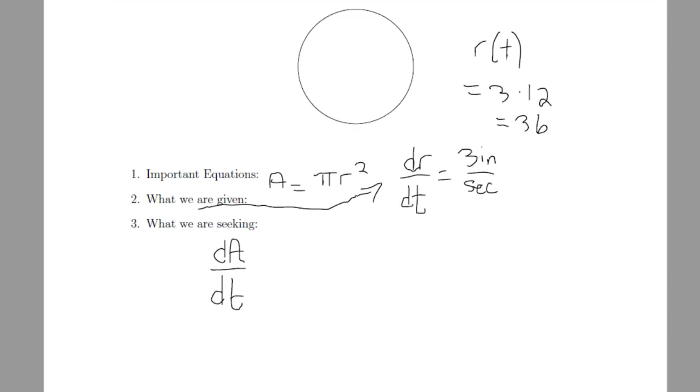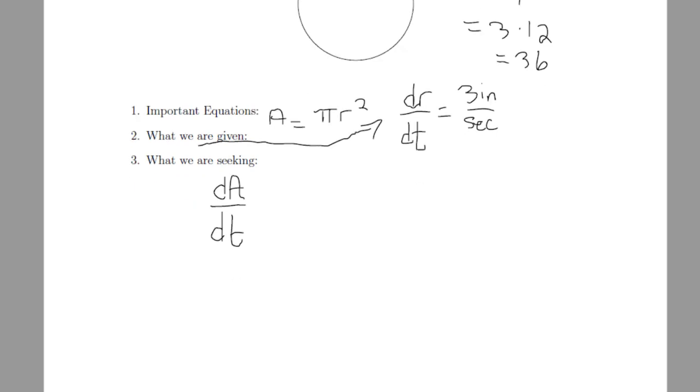All right, so once we have what we're seeking, we'll go back to our important equation, and we'll start with that, because the best way to find dA over dt is to just take A equals pi r squared and differentiate it with respect to t, because on the left side of our equation, that will give us dA over dt, which is what we're trying to find. All right, so we have A equals pi r squared. So we'll go ahead and just differentiate it. It's a real straightforward problem for this first example.